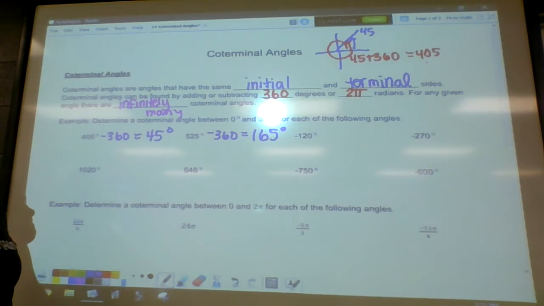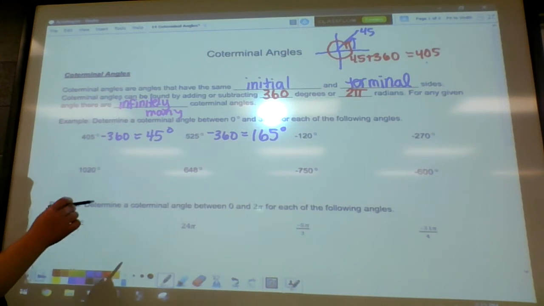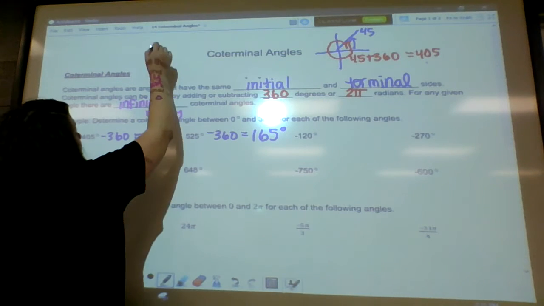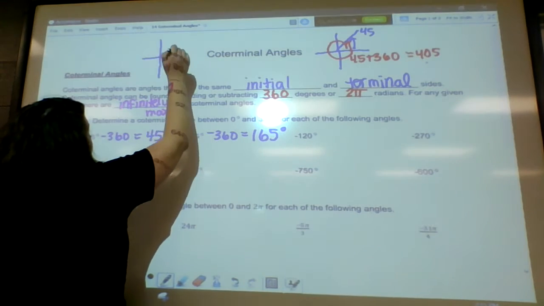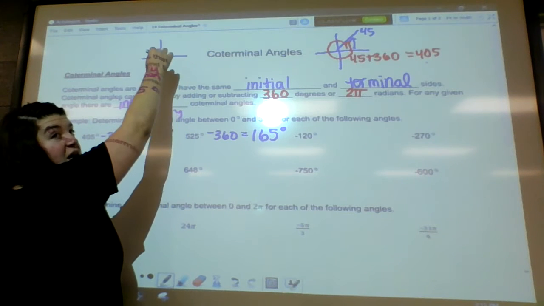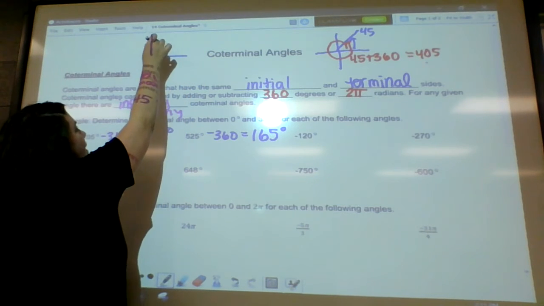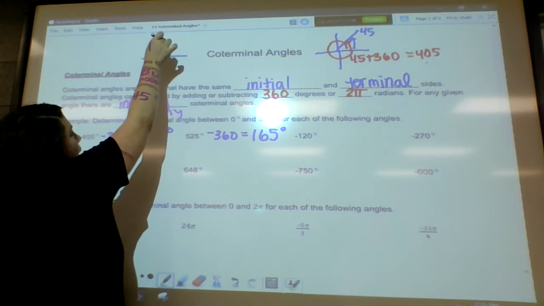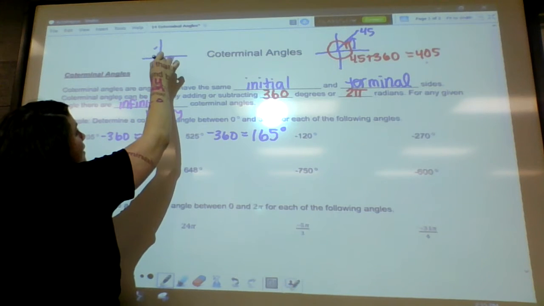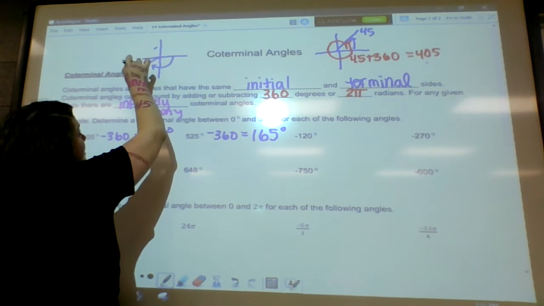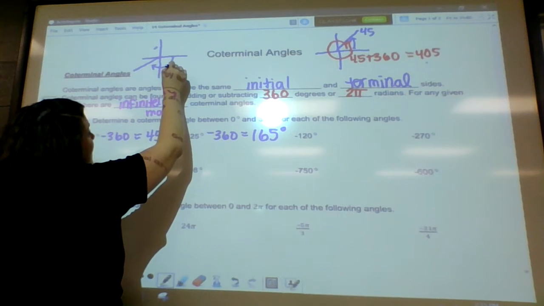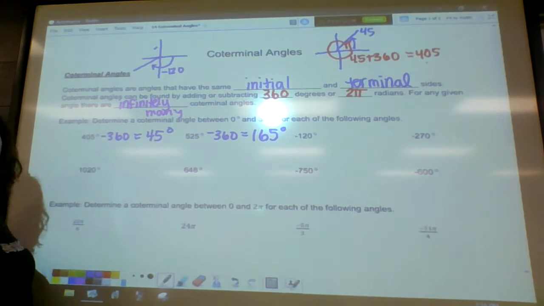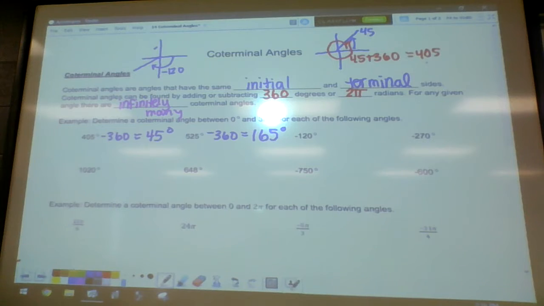All right, the next one is negative 120. Do you know what happens to get a negative angle instead of a positive angle? You're going to have to add 360. So what's happening with the negatives, let me draw you a picture up here. We always start here at the positive x-axis, right? Instead of going counterclockwise around the circle, we are going clockwise around the circle. So that would be a negative 120. You just go the other direction.